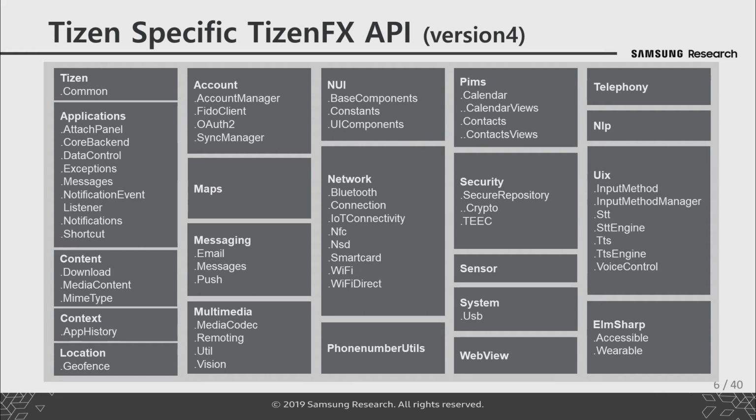And on the right bottom there, we have the module called ElmSharp. That's the very thin C# wrapper for the Tizen native UI framework called EFL. So ElmSharp has been used to implement the Xamarin Forms Tizen renderers.